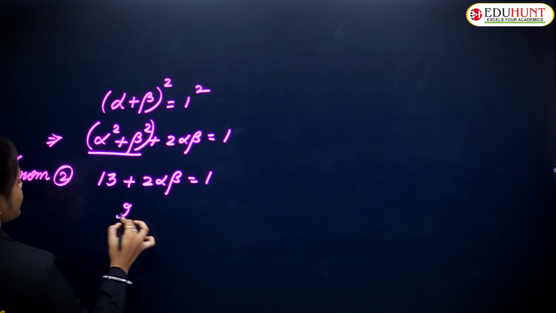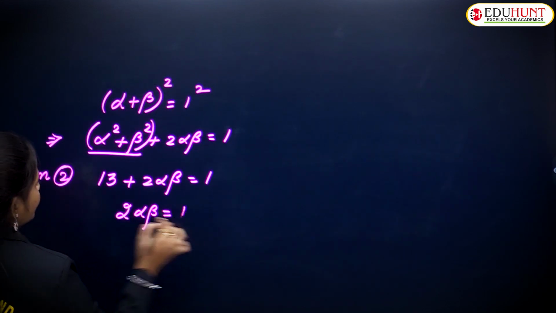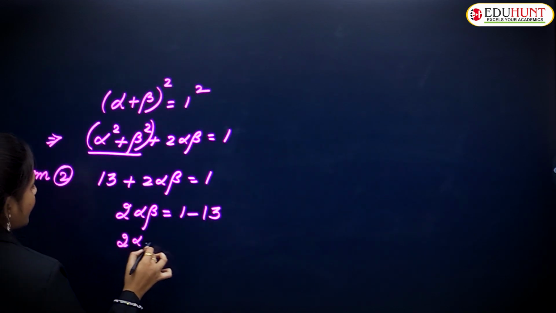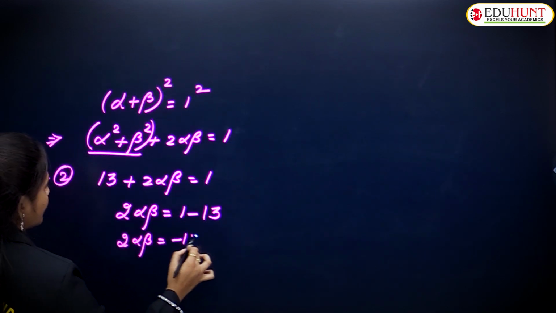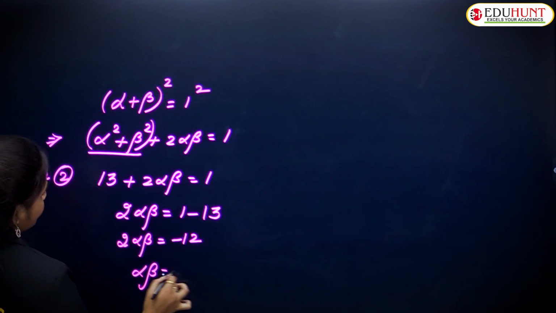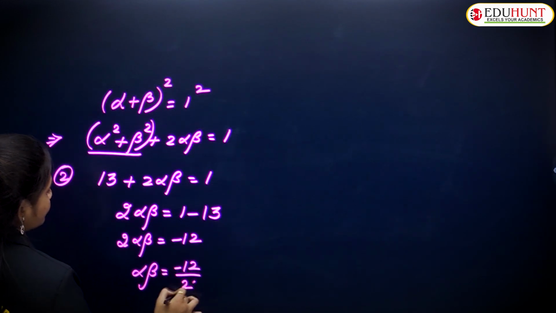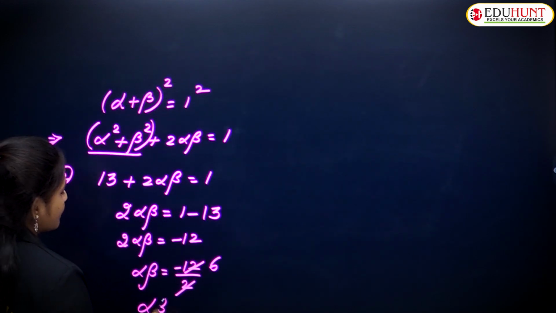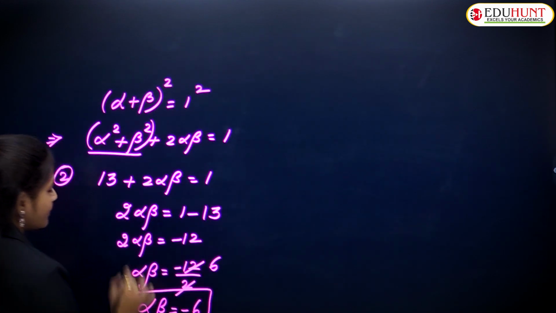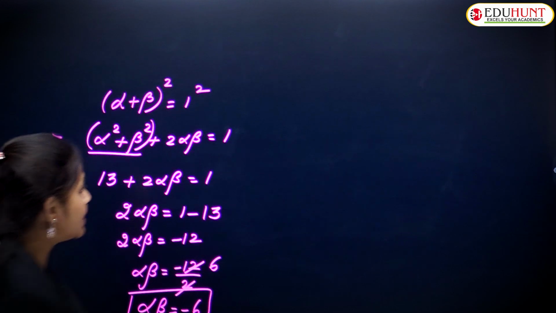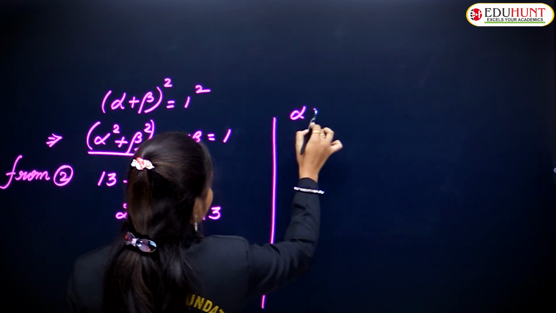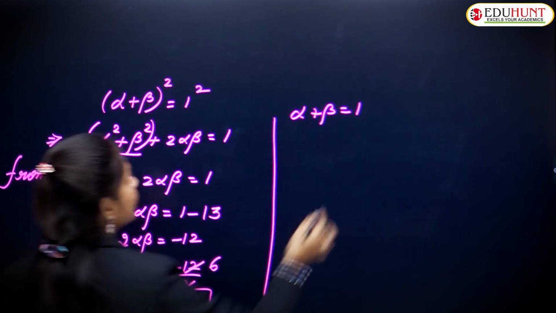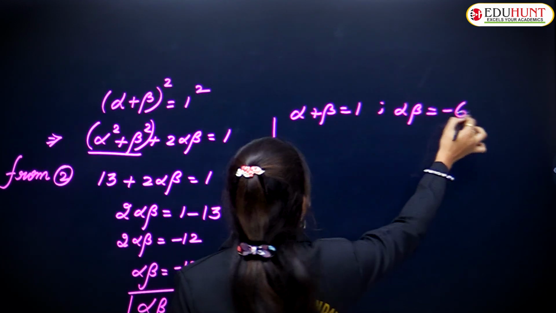Okay. So from this, 2 alpha beta is equal to 1 minus 13. So 2 alpha beta is equal to minus 12. Alpha beta is equal to minus 12 by 2, which is equal to, 2 sixes are 12, so alpha beta is equal to minus 6. Understand? So now we have the sum of the roots, alpha plus beta is equal to 1, as given. And in the same way we got alpha beta is equal to minus 6.